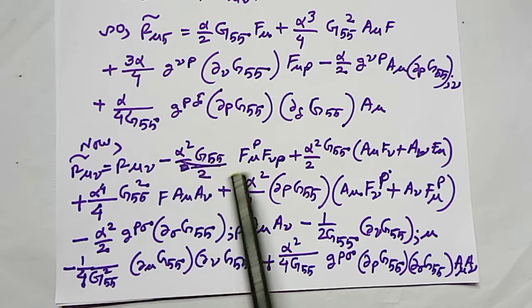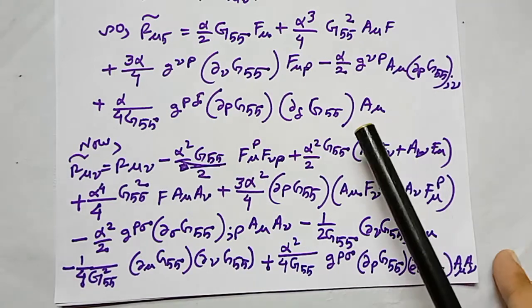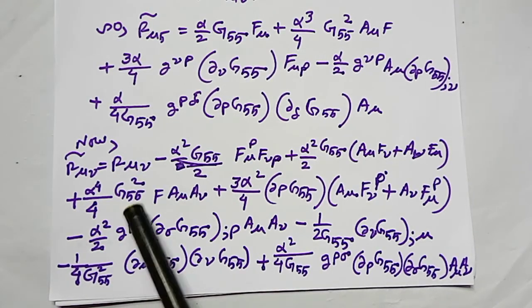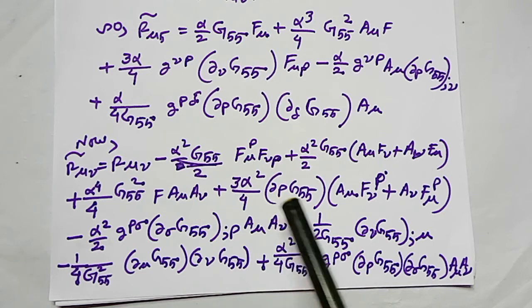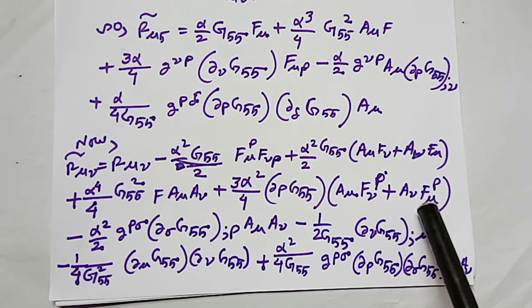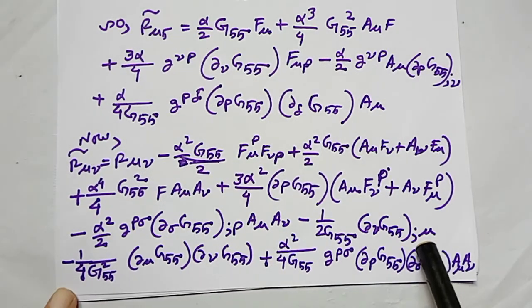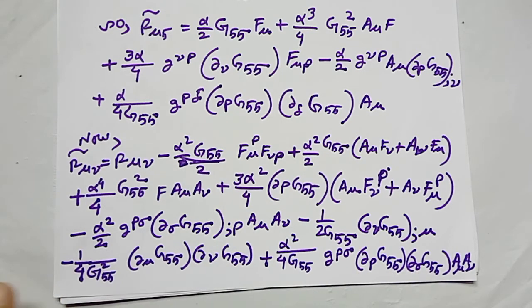R mu nu, plus alpha squared g55 divided by 2 F rho mu F nu rho, plus alpha squared divided by 2 g55 A mu F nu A nu F mu, plus alpha to the power 4 divided by 4 g55 squared F A mu A nu, plus 3 alpha squared divided by 4 A rho g55 A mu g rho mu A nu g rho mu, minus alpha squared divided by 2 g rho sigma ∂_sigma g55 with covariant derivative with respect to rho A mu, minus 1 divided by 2 g55 A nu g55 with covariant derivative with respect to mu, minus 1 divided by 4 g55 squared A mu ∂_mu g55 ∂_nu g55, plus alpha divided by 4 g mu 55 g rho sigma ∂_sigma ∂_rho g55 ∂_sigma g55 A mu nu. This is the ultimate relation in 5 dimensions.